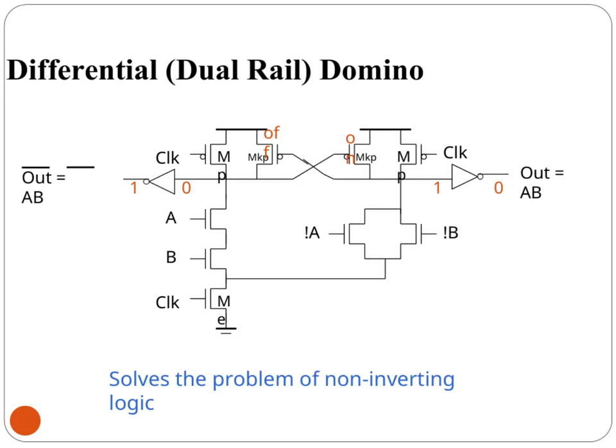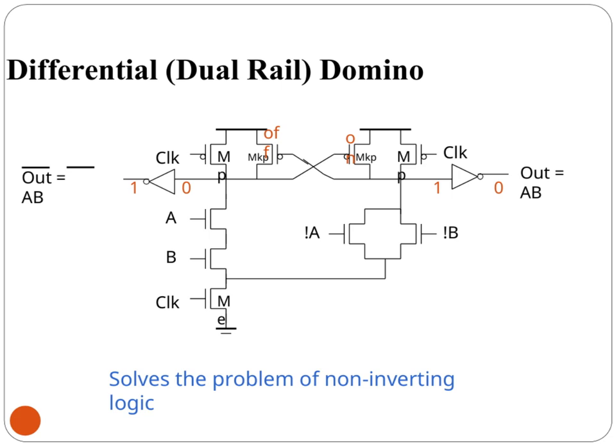Here, we're looking at the differential or dual-rail domino logic. This technique addresses the challenge of implementing non-inverting logic efficiently. On the slide, you can see the use of two inputs labeled A and B, along with their complements, not A and not B, which are essential for differential operation. The key transistors Mi and MP work together with their counterparts to control the logic evaluation. The clock signals shown synchronize the circuit's operation, ensuring the correct timing for evaluating the logic function.